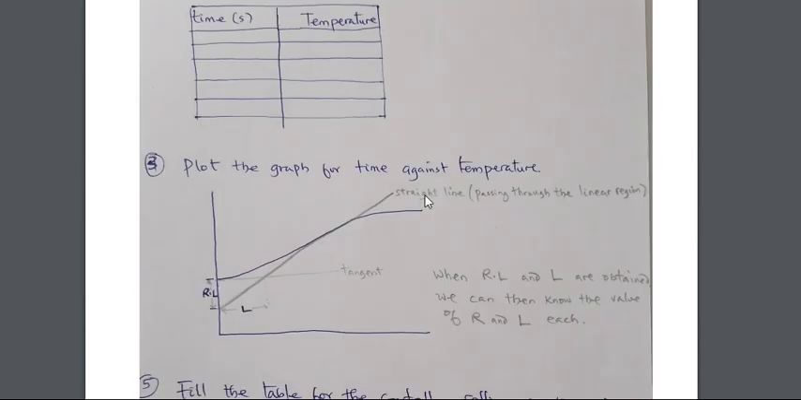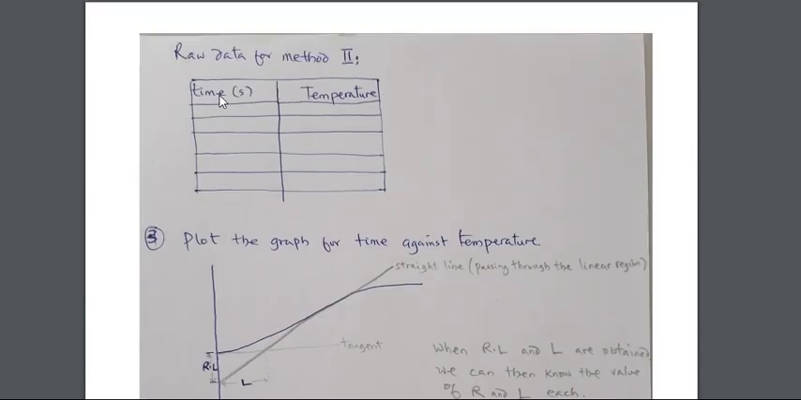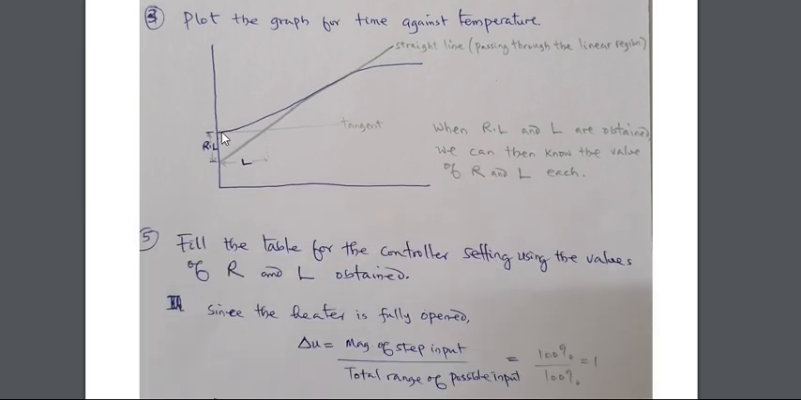Then the second method, if you can recall, you have obtained time versus temperature. So just plot it, and then you have a curve like this. This curve has 3 phases, or 3 regions. The first region here, you can see it is actually a curve. But from this point to here, you can see it is linear. And then later on, it is also a curve.